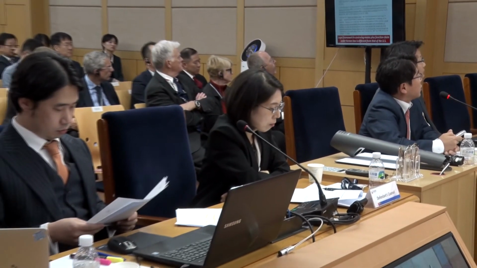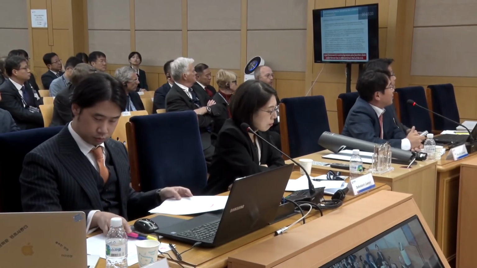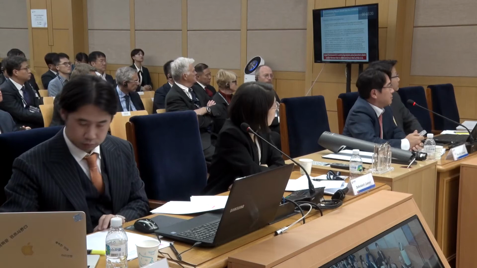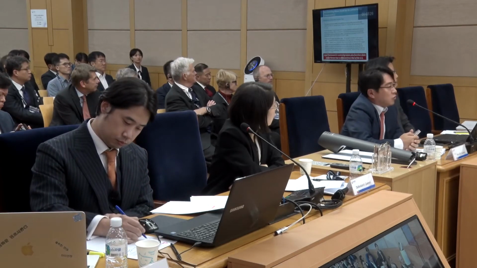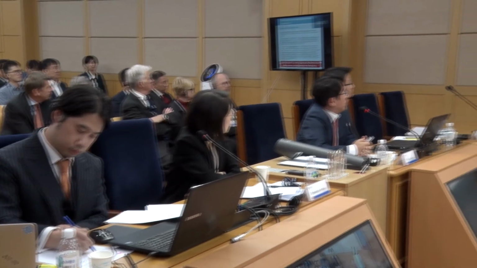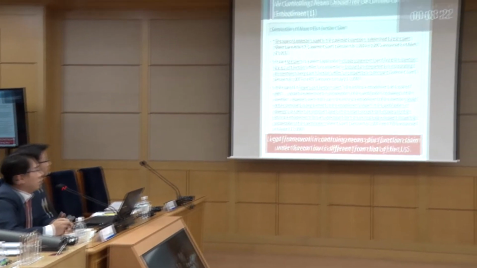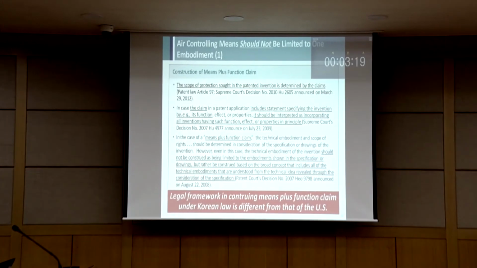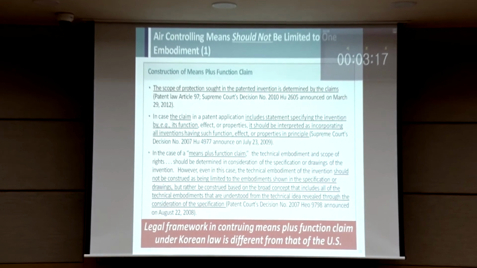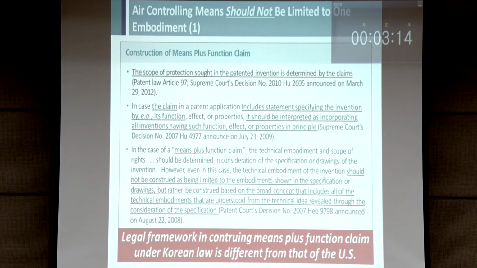However, the air flow controlling means in the subject matter should not be limited to just one embodiment. These are principles of claim construction established by the Supreme Court in Korea. The scope of protection sought in the patented invention is determined by the claims. If a claim includes statements specifying the invention by its function or effect, it should be interpreted as incorporating all inventions having such function or effect in principle.